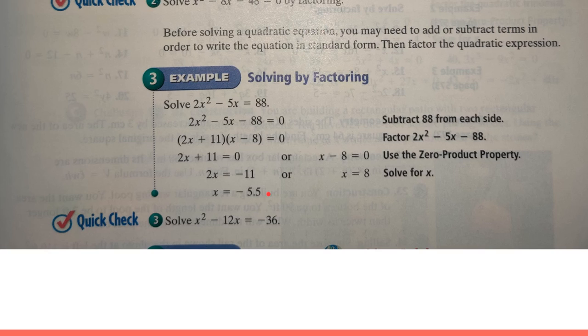Example 3, that's not the case. Example 3, we have 2x squared minus 5x equals 88. 88, last time I checked, wasn't 0. So in order to make it 0, we subtract 88 from both sides.